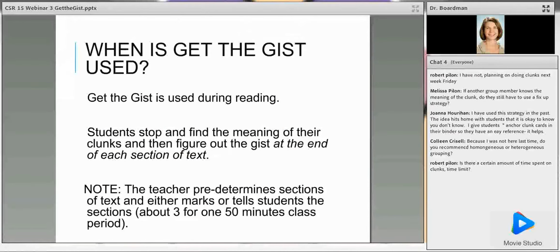Get the gist is used during reading. So students stop and find the meaning of their clunks and then figure out the gist at the end of each section. Note, if you weren't here or if you didn't remember, that the teacher is going to predetermine the sections of text and either mark the sections. If it's something that's copied, you could have the kids put sticky notes. Somehow the kids need to know what comprises a section of text.